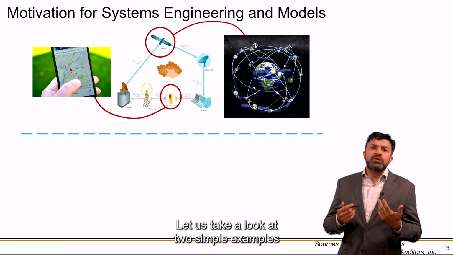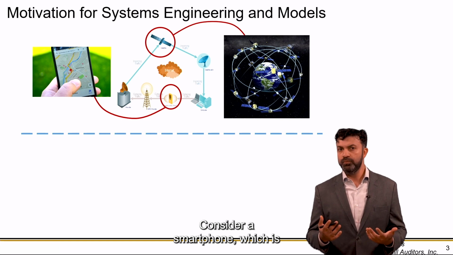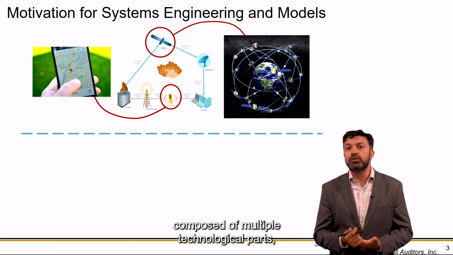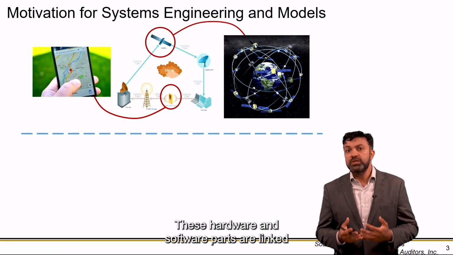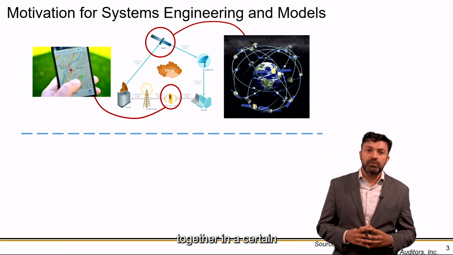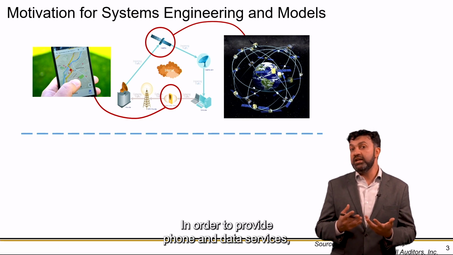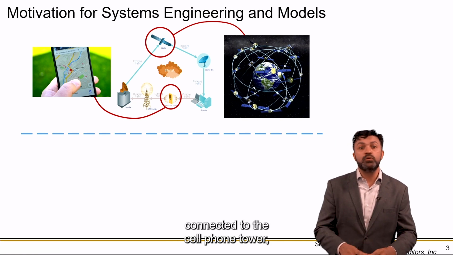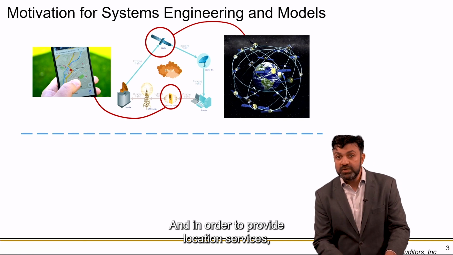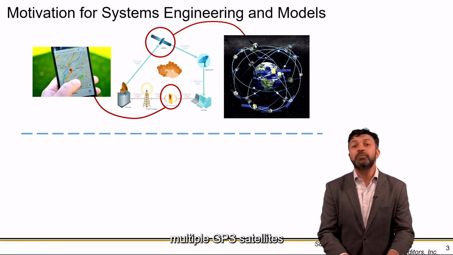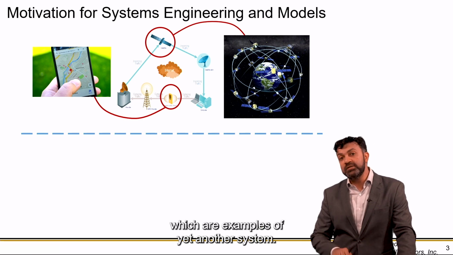Let us take a look at two simple examples that I expect most of you are familiar with. Consider a smartphone, which is composed of multiple technological parts such as antennas, circuit boards, LCDs, and software. These hardware and software parts are linked together in a certain way that forms the phone. In order to provide phone and data services, the phone needs to be connected to the cell phone tower, which is another system. And in order to provide location services, the phone needs to be connected to multiple GPS satellites orbiting around the Earth, which are examples of yet another system.